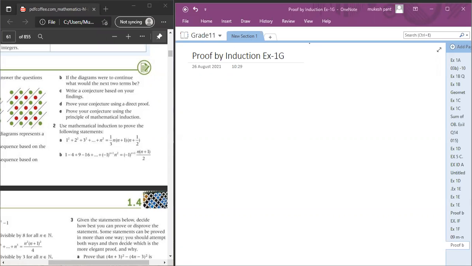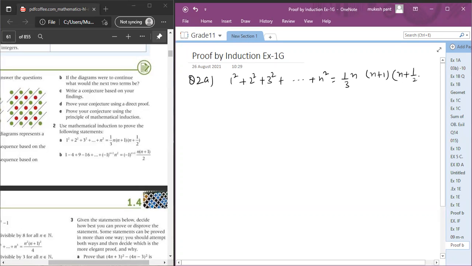So an induction, I'll tell you step by step. So for example, we have this question number 2a. We have one statement: square of 1 plus square of 2 plus square of 3 up to square of n equals 1 over 3 n times n plus 1 times n plus 1/2.